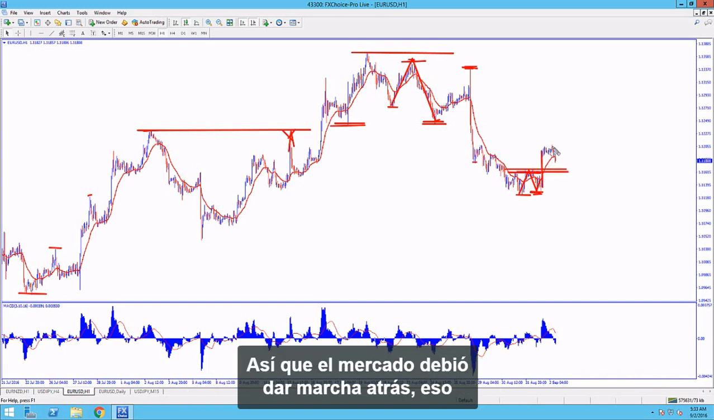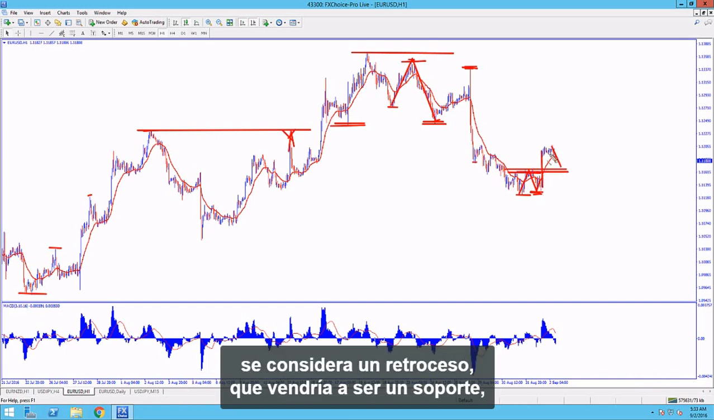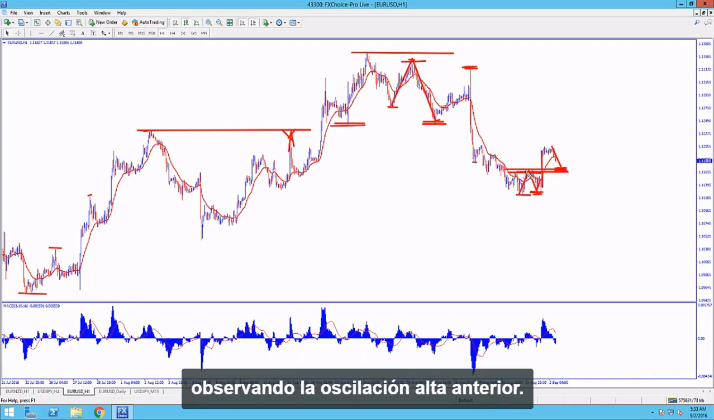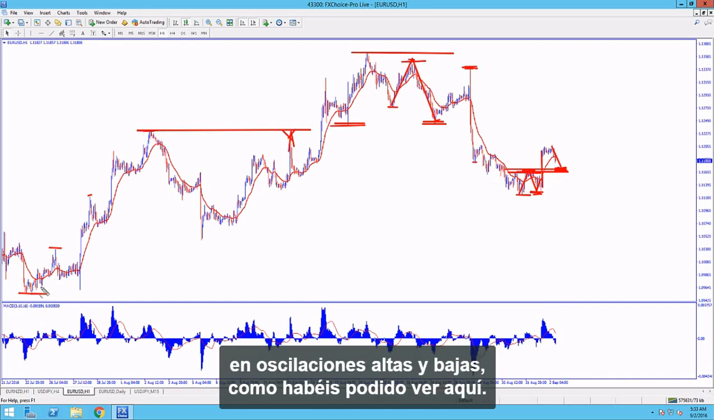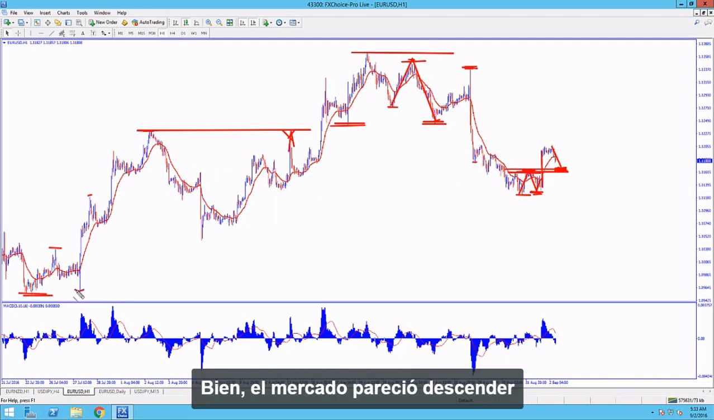So should the market pull back, and that's considered a pullback, that would be support, looking at the prior swing high. So support and resistance basically is just swing highs and swing lows, as you can see even here, right? Market tested on the way down to a prior support and held.